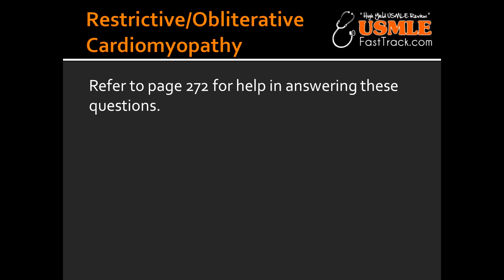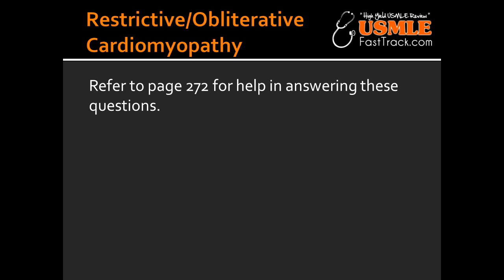Restrictive and obliterative cardiomyopathy. What are some of the major causes of restrictive/obliterative cardiomyopathy? Some of the major causes include sarcoidosis, amyloidosis, post-radiation fibrosis, endocardial fibroelastosis, Loeffler syndrome, and hemochromatosis. What is endocardial fibroelastosis? Endocardial fibroelastosis is when there is a thick fibroelastic tissue in the endocardium of young children. What is Loeffler syndrome? Loeffler syndrome is an endomyocardial fibrosis with a prominent eosinophilic infiltrate.